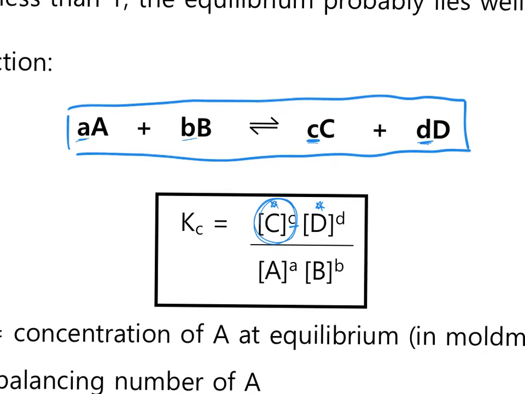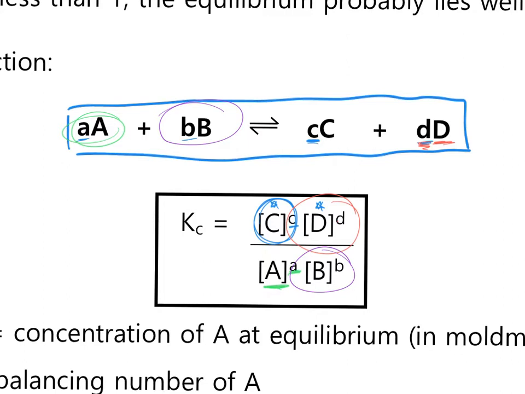So it's the concentration of our first reactant raised to the power of its balancing number. Then the concentration of our second reactant raised to its balancing number. And that is all over the concentration of our reactants to the power of their balancing numbers. So we separate it all out. So essentially what we've got is the concentration of our products to the power of their balancing number over the concentration of the reactants to the power of their balancing numbers.